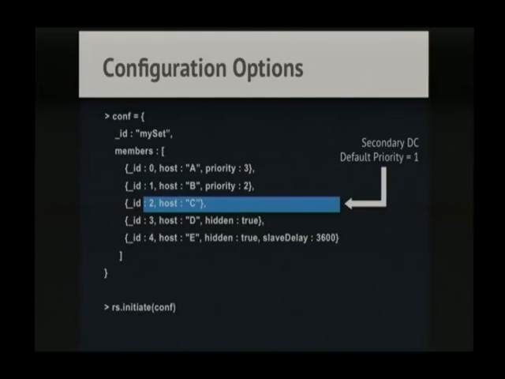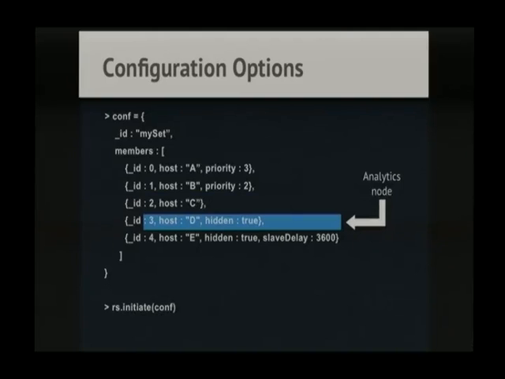In a secondary data center, I've got another node, and this is just the default priority, which is 1. So in general, I don't want to have my node in the secondary data center elected unless the first data center actually fails. So if hosts A and B aren't available, then I'm happy for C to be elected. But in general, I want that to be a lower priority.